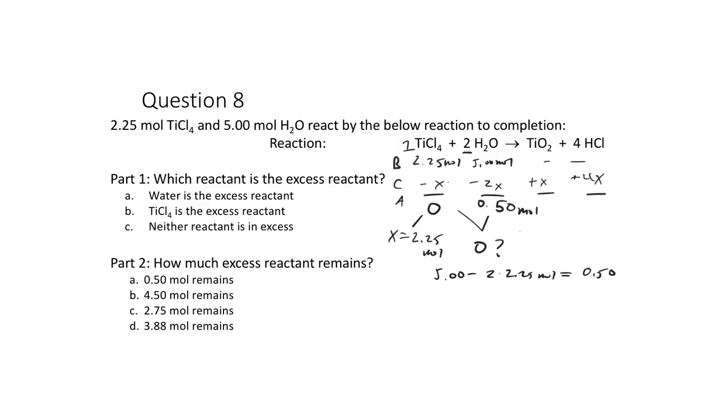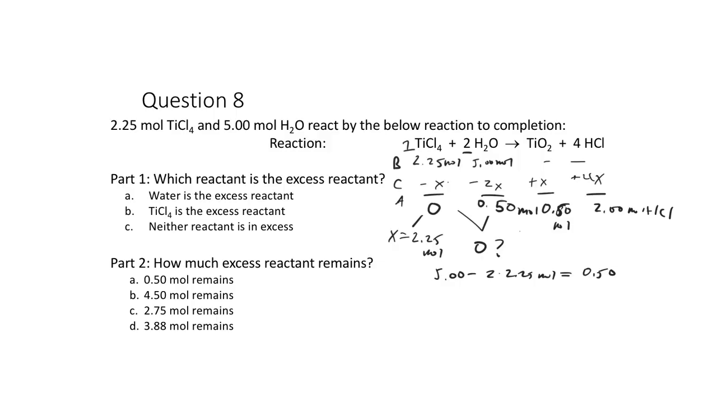I'm not asked yet about the product, but let's go ahead and work those out. It's probably the second part that I haven't looked at yet, but I'm guessing 0.50 moles are what we produce of TiO2, and then 4 times that, so 2.00 moles of HCl.